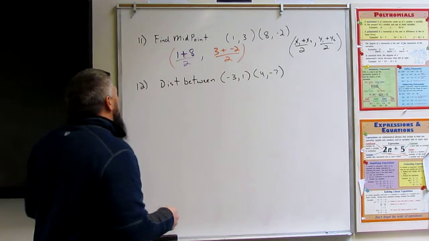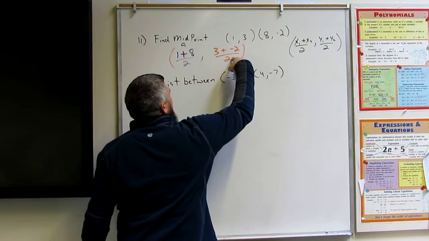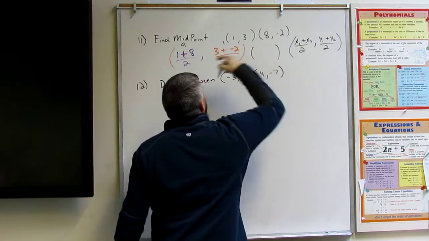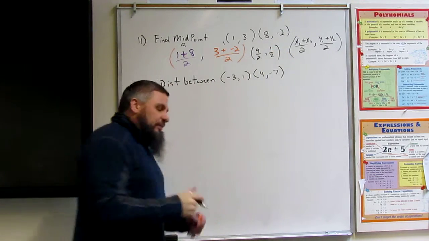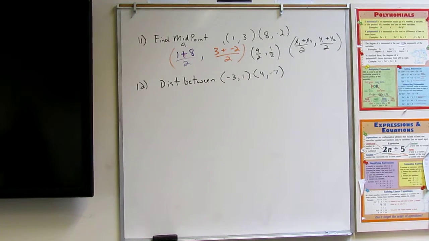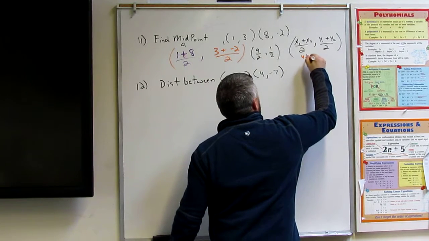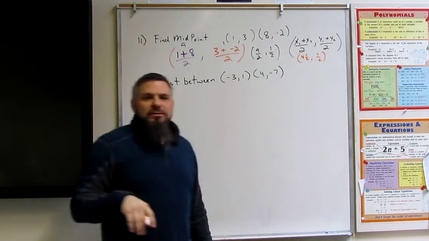And so this is obviously 9, and this is obviously 1, right? So this comes up to be 9 halves and 1 half. And if you want, you could change the 9 halves to 4 and a half, right? And that's fine with me. So this would be 4 and 1 half and 1 half. And that would be your midpoint there.